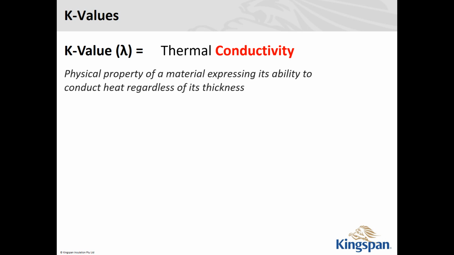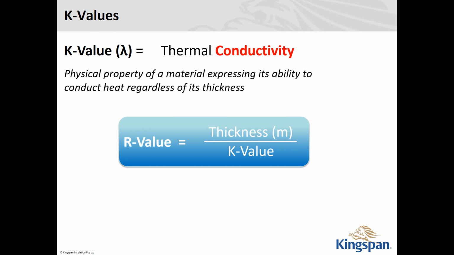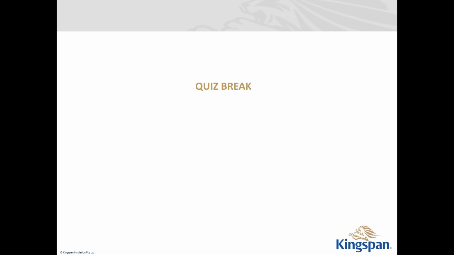So the K value is the physical property of a material that expresses its ability to conduct heat regardless of its thickness. The R value is the thickness in meters divided by the K value. For example, the K value of Cooltherm is 0.02. If you did a 50 mil thick Cooltherm, which works out in meters to 0.025, divided by 0.02, which is the K value, that would give you the R value.